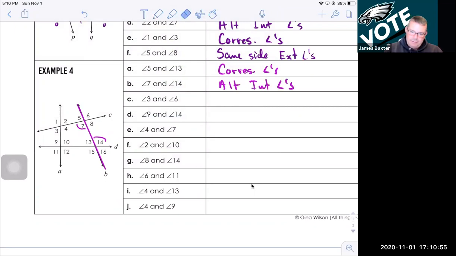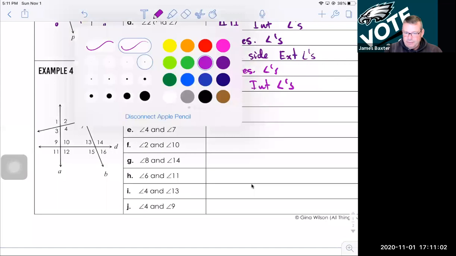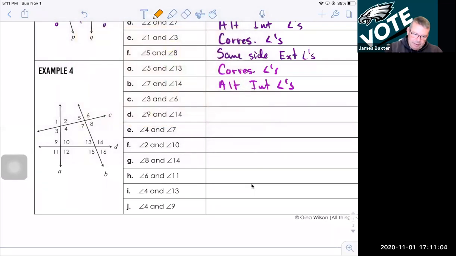Okay, erase as I look at the next one, 3 and 6. So yeah, I definitely need to erase for this one. 3 and 6 jump to a different grouping. Here's 3, here is 6. So that means that this line right here is my transversal. And they're both on the outside, and they're on different sides of the transversal. So that's alternating exterior angles. Next grouping.